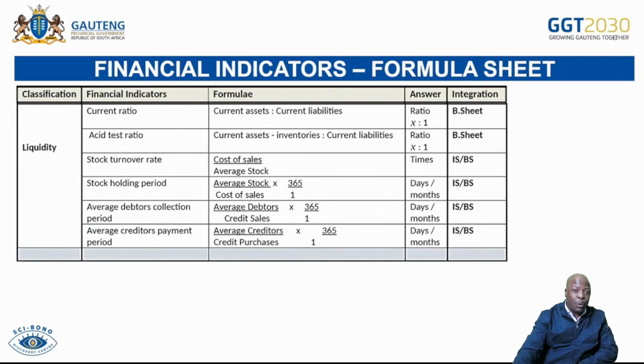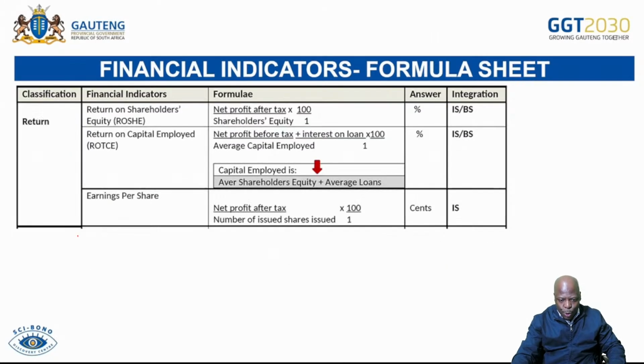And we have the liquidity financial indicators, the ability of a company to pay off its short-term obligations. Can a company pay its short-term debts? And to do that, you have your current ratio, your acid test ratio, stock turnover rate, stock holding period, average debtors collection period, as well as your average creditors payment period. And then we also have our ROTCE. This is the longest one. You will see when I show you the entire formula sheet.